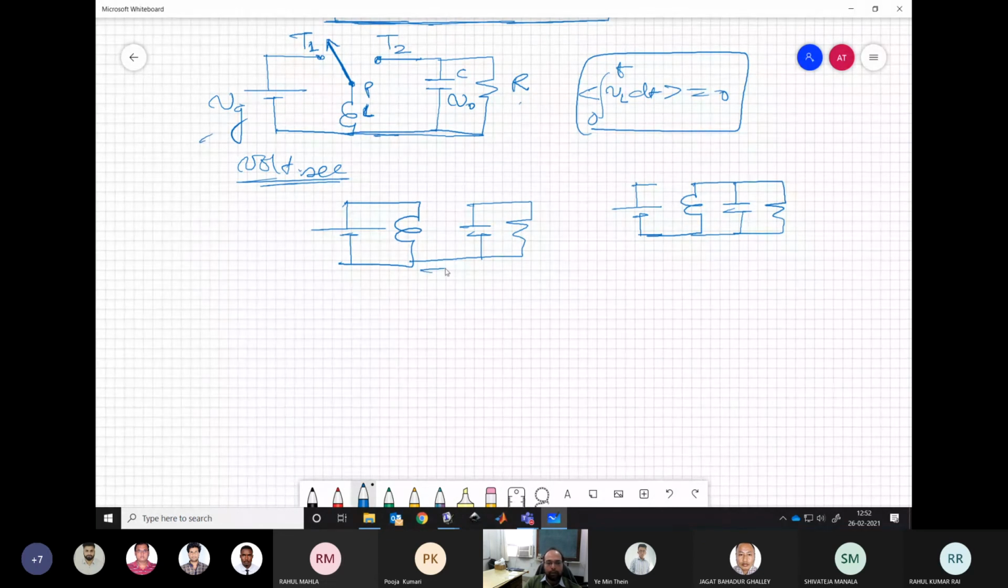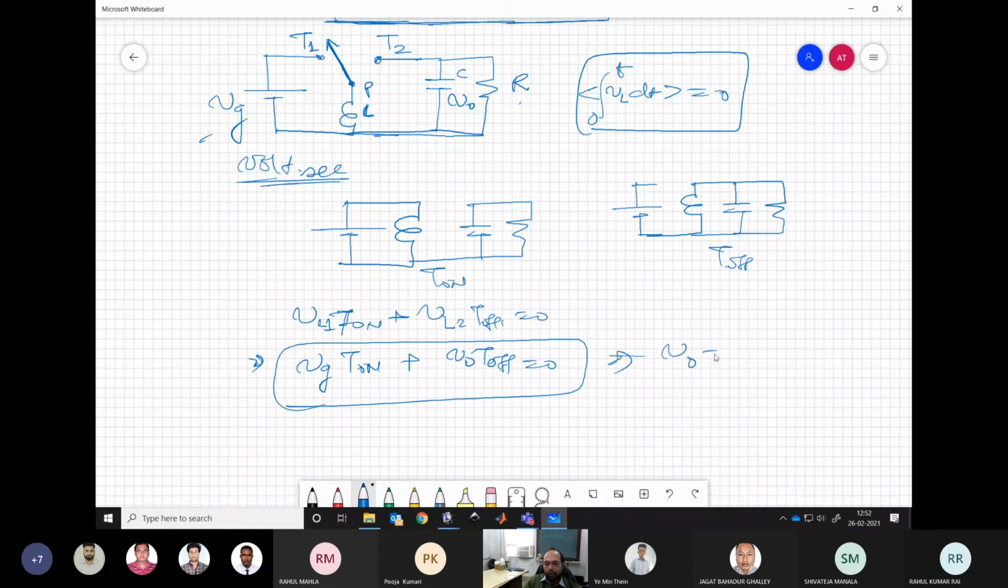So we apply the volt second balance. This is for t on time, this is for t off time. And what we will have is VL1, let us say, into t on plus VL2 into t off, that should be equal to 0. And VL1 here is simply Vg into t on plus here it is V0 into t off equal to 0. If you rearrange this, your V0 will come as T on by T off times of Vg, but with a negative sign. So remember that negative sign over there.